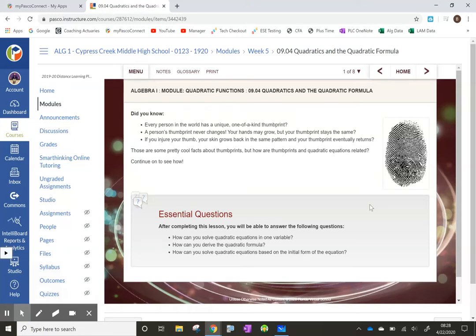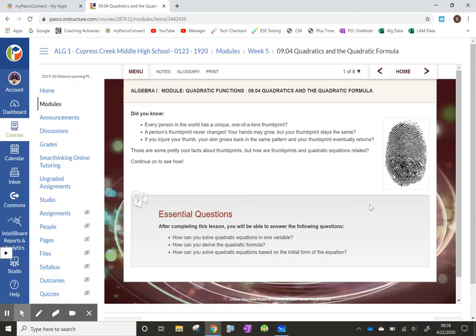Hey guys, in this section, 9.04, we're going to talk about the quadratic formula. Now, here's the thing about the quadratic formula. It's simple, right? It's just a formula. We just plug numbers in and we're going to get our answer, and it's going to be pretty simple. But it doesn't necessarily mean it's too easy.